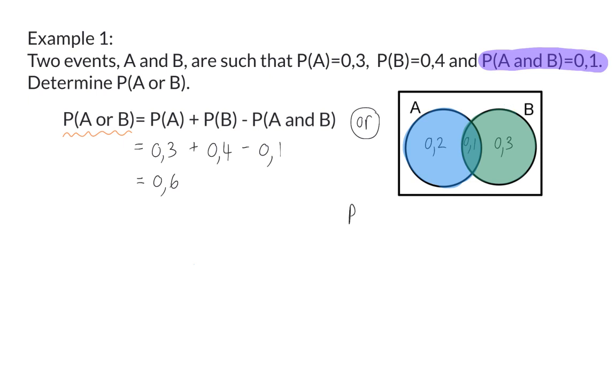We are asked to determine the probability of A or B, which means the union of the two, and therefore I take those that are only in A, plus the probability of only B, plus the probability of both. And once again, I will get 0.6. In this case, if you know the general rule, simply substituting is definitely more effective.